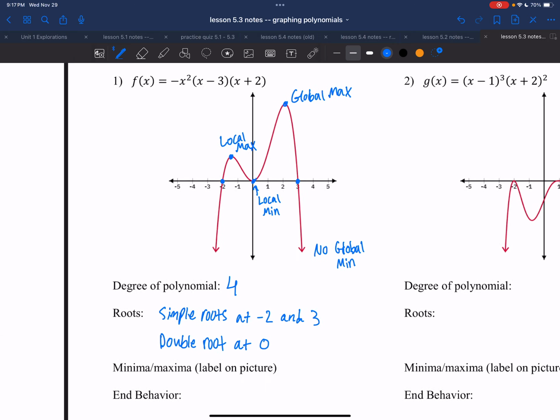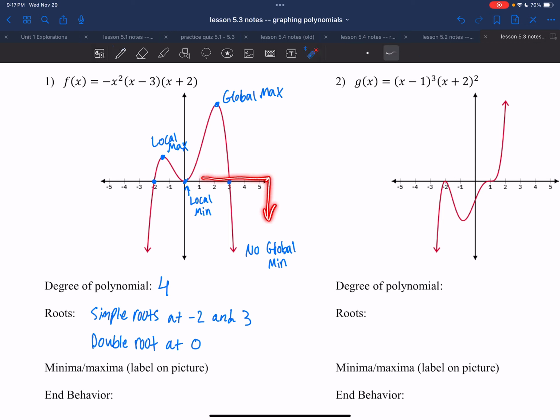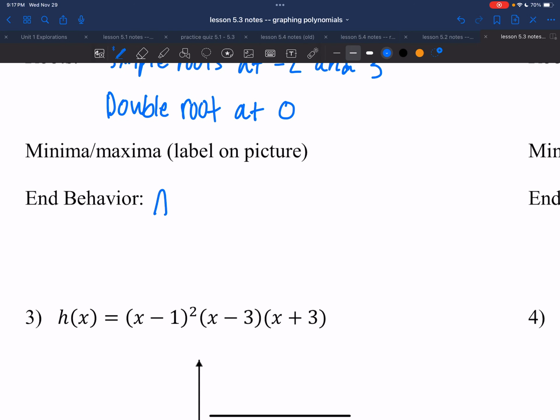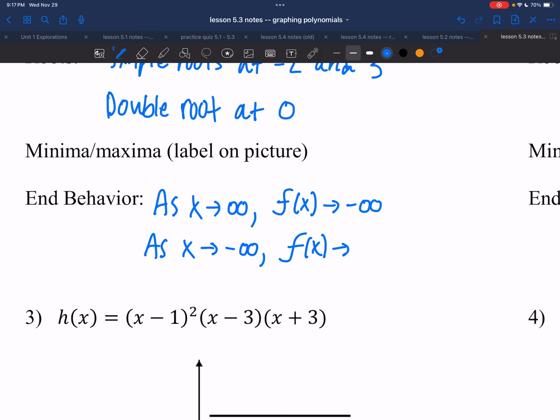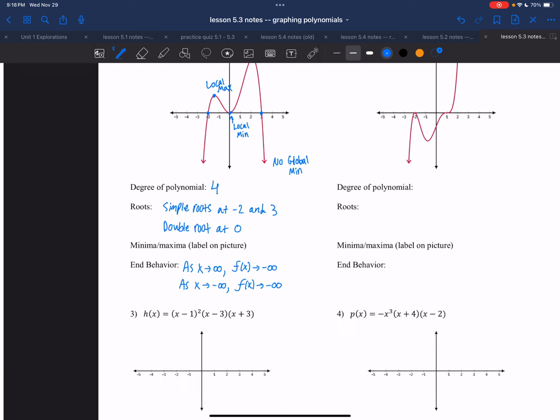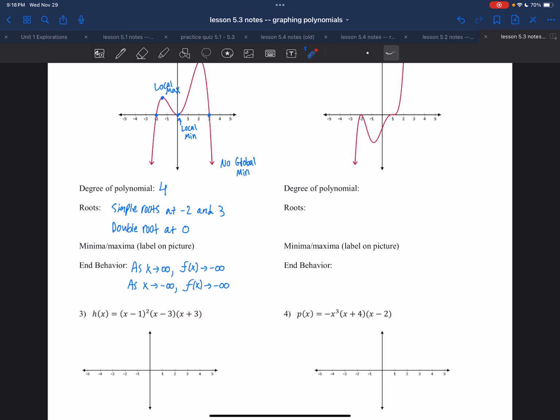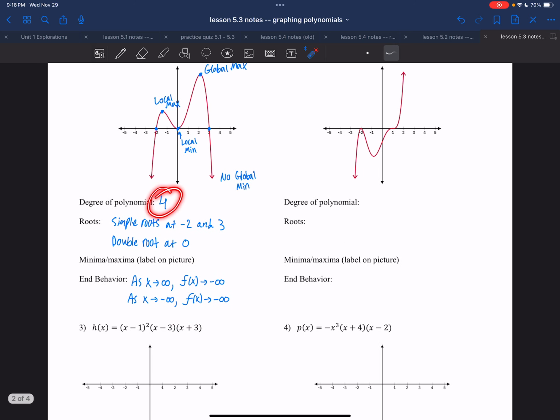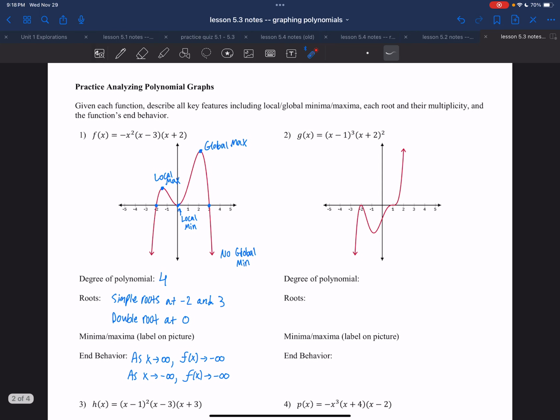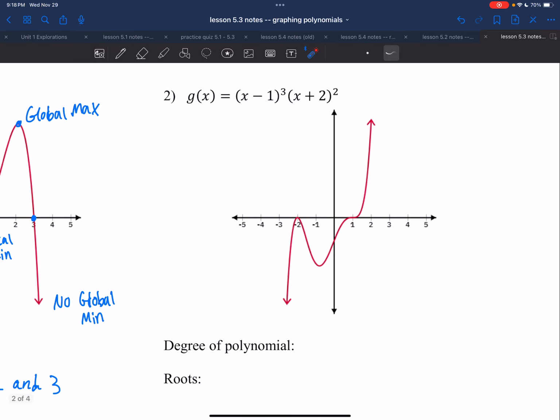And then lastly, the end behavior. As it goes to the right, it goes down. As it goes to the left, it goes down. So the way you write that is you say as x goes to infinity, f of x goes down, which is to say negative infinity. As x goes to the left, which is towards negative infinity, f of x also goes down, negative infinity. And so you can see that this end behavior is the same since the degree of the function is even. Also, the coefficient was negative, which means it faced down. Okay.